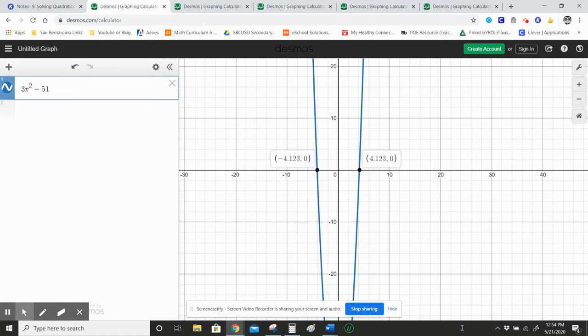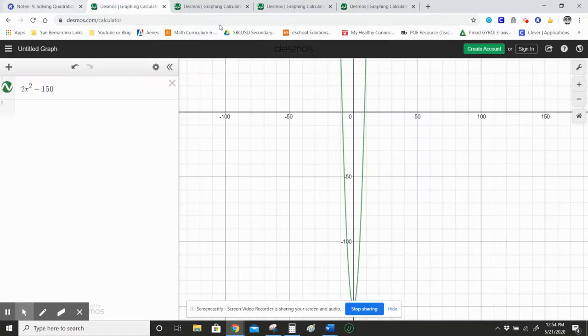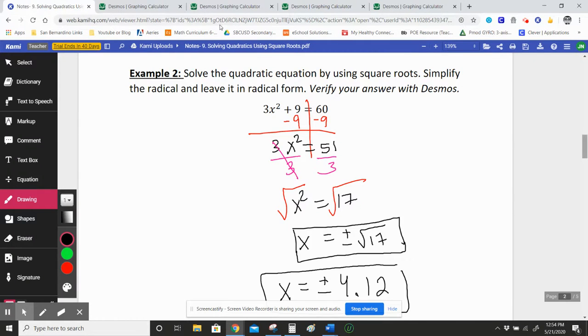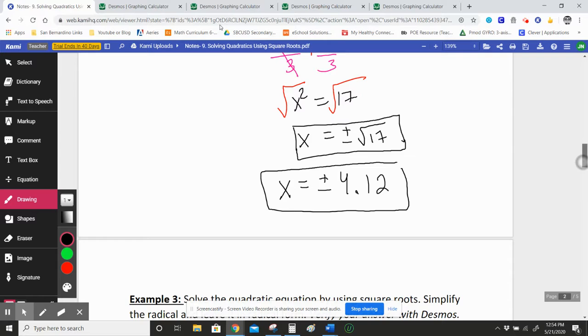And what do you know? One of the roots is negative 4.12 and the other one is positive 4.12, which is the exact same answers that we got. Okay? So that was example number 2. Positive or negative square root of 17, which is 4.12.